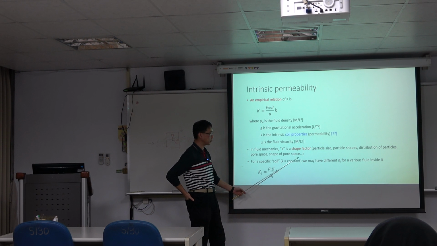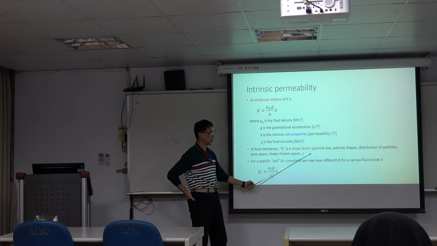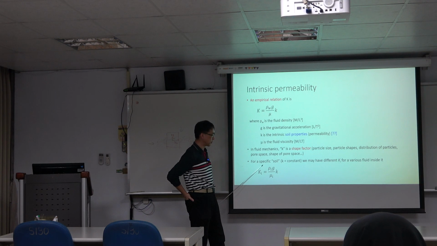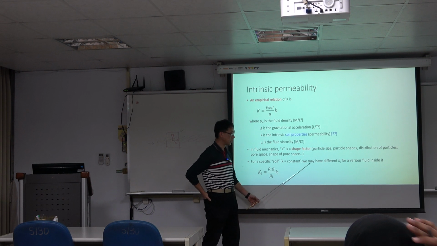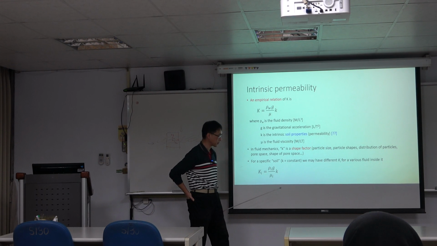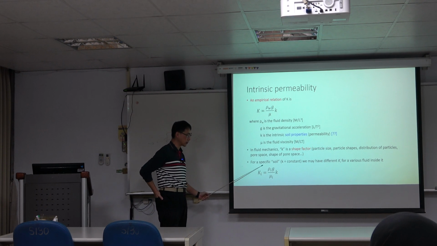So they are not easy to be quantified, so we just give it empirical parameters. That means that for a specific soil, the small k is a constant, and we may have different Ki for the various fluids inside it. Okay, so we got this kind of concept.